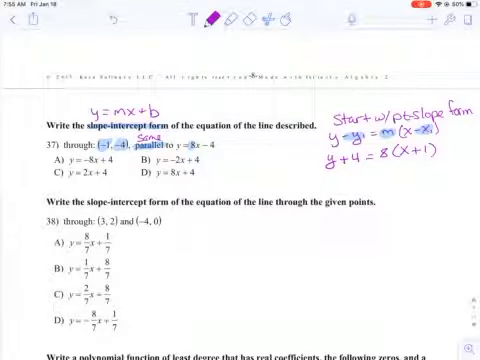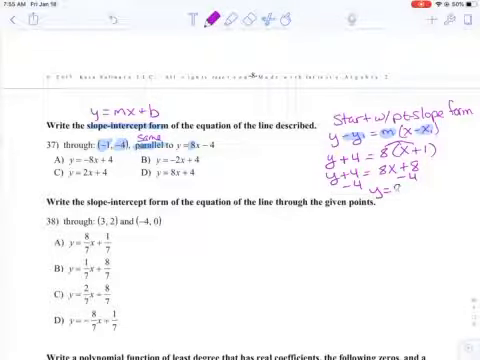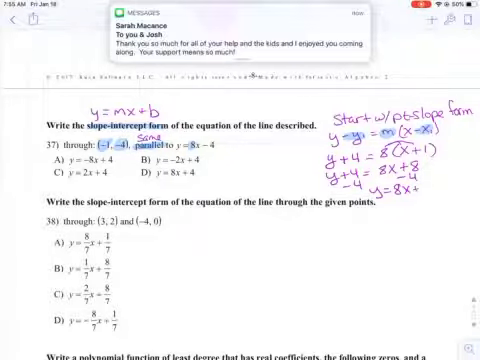And now we just have to rearrange it to get y alone. So we'll distribute the 8: 8x plus 8, y plus 4, subtract the 4. y equals 8x plus 4.